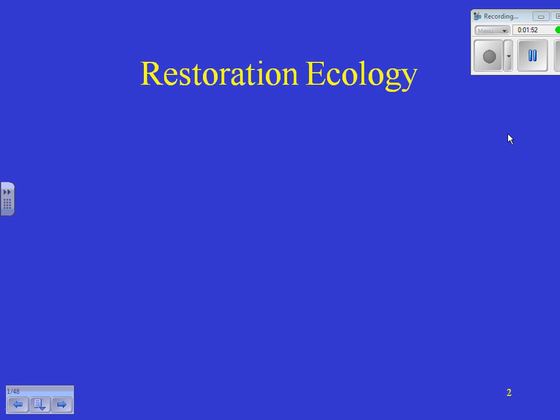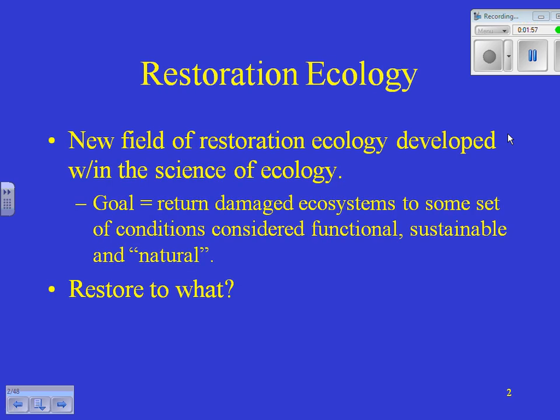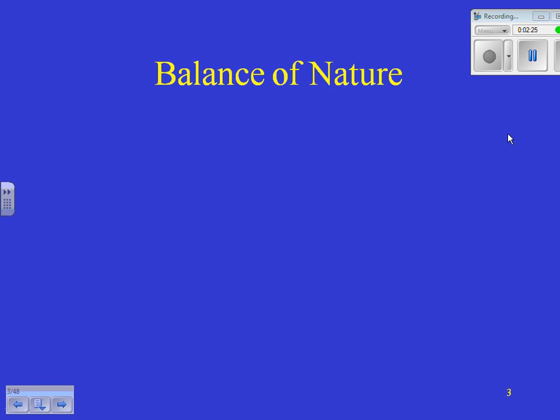So if we look at the goal of ecological restoration, anytime a scientist wants to restore something, the goal is to return the damaged ecosystem to a set of conditions considered functional, sustainable, and natural. And of course, that all depends on maybe your values, or what the ecosystem was before the particular disturbance, and how it's going to meet your particular needs.